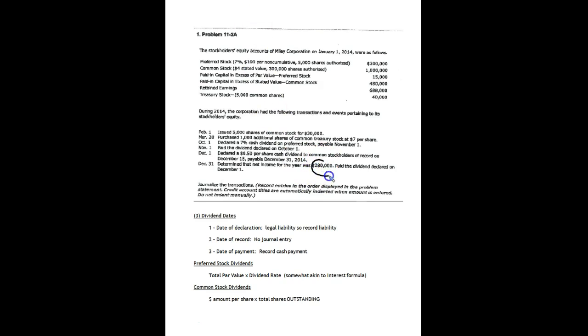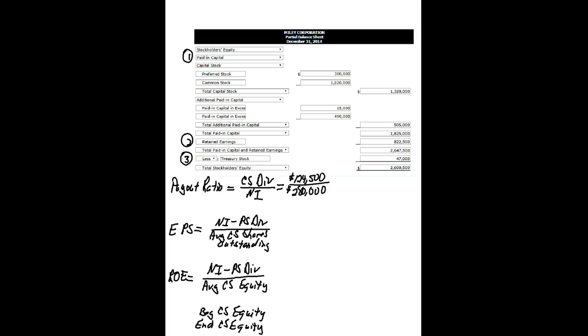You can go back to the narrative of the problem and see all of that. Here was our net income. We had the 50 cents per share dividend to the common shareholders, and we calculated how many shares were outstanding to get that $124,500. So I take dollars divided by dollars, the dollars cancel out, and I'm left with a percentage: 44.5% of net income was distributed as a dividend to the common shareholders.